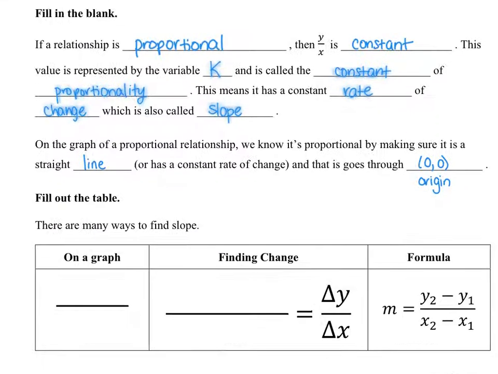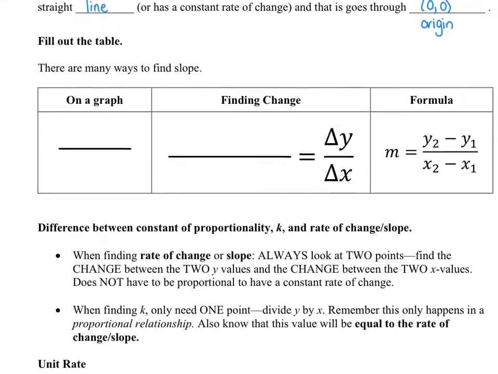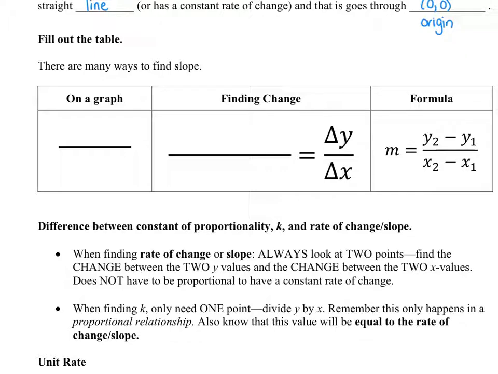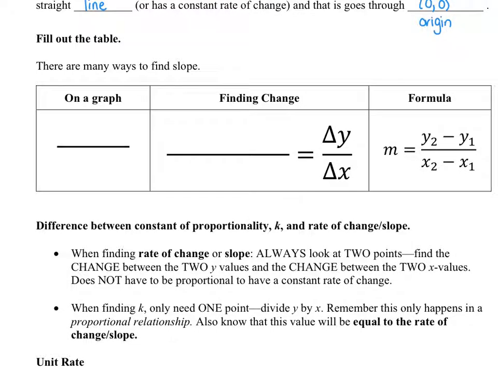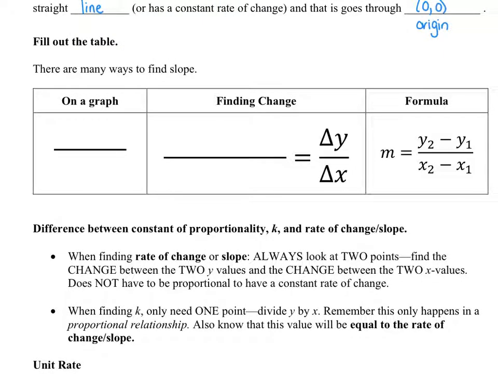Now, if we look at filling out the table, we're talking about slope. So there are many ways to find slope, and I showed you a few different ways, and we used them all. And if you remember, on a graph, we talked about drawing what's called a slope triangle so that we could find slope. Remember, R and R, so rise over run. So rise is up and down, run is left and right.